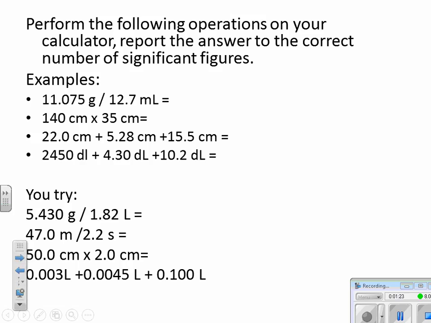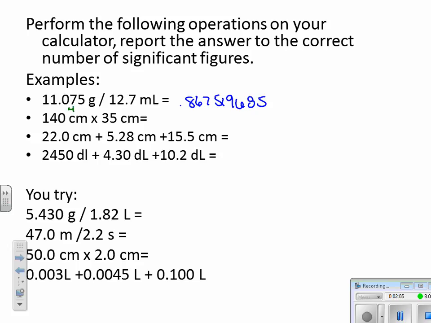We can see in the first example, we're going to divide a couple of numbers. So if you put that in your calculator, 11.075 divided by 12.7, your calculator spits out a number which in magnitude is reasonable, but the number of significant digits is way off. So the calculator spits out 0.867519685. We know that we cannot report that many decimal places. That is a total lie about the value of our tool, or the accuracy of our tool. So we're going to count significant figures.